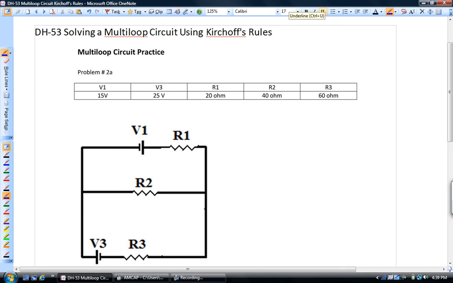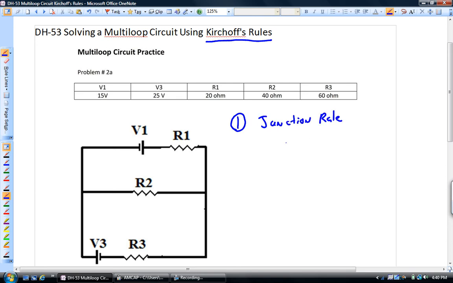In this video we're going to talk about multi-loop circuits. Here you can see that there are multiple branches, but because of the additional battery, you can't just do it in terms of purely series and parallel. You actually have to use something called Kirchhoff's rules. There are two rules when it comes to analyzing circuits. One has to deal with conservation of charge, called the Junction Rule.